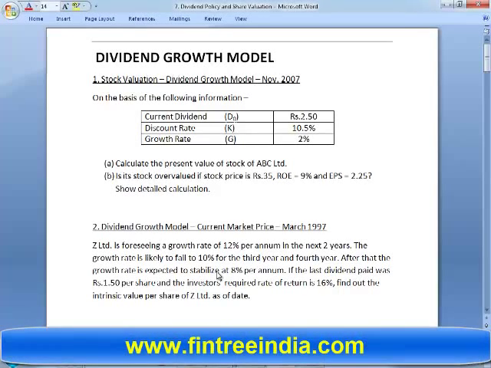Question number 1. On the basis of following information, current dividend, discount rate and growth rate, calculate present value of stock of ABC Limited. Is its stock overvalued if the stock price is 35, ROA is 9% and EPS is 2.25? Show detailed calculation.